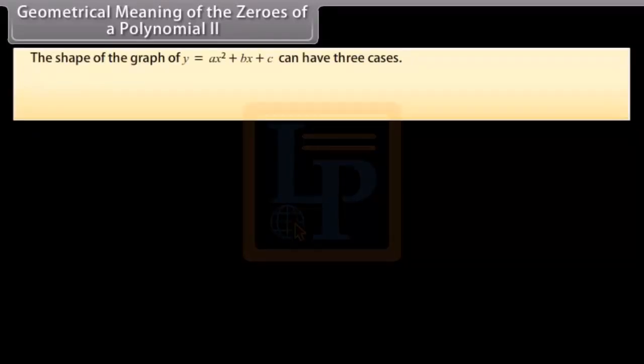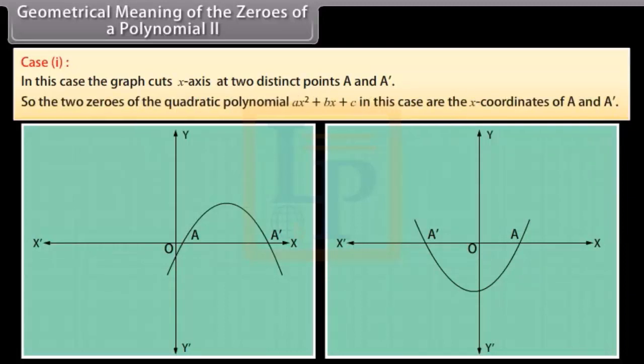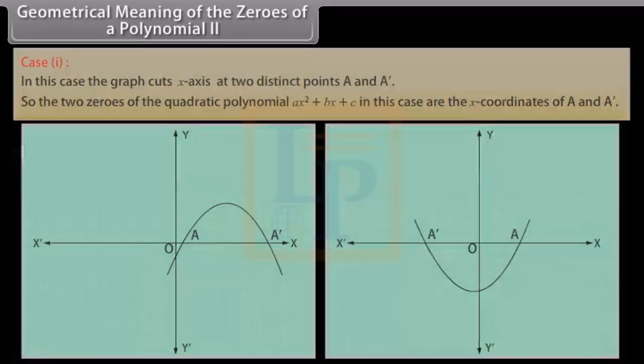Geometrical meaning of the zeros of a polynomial 2. The shape of the graph of y is equal to ax square plus bx plus c can have three cases. Let's discuss them one by one. Case 1. In this case, the graph cuts x-axis at two distinct points A and A bar. So the two zeros of the quadratic polynomial ax square plus bx plus c in this case are the x-coordinates of A and A bar.